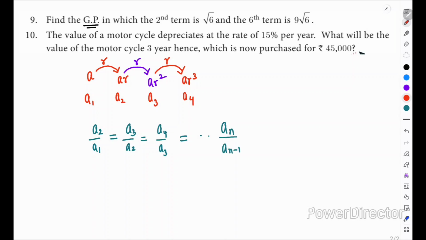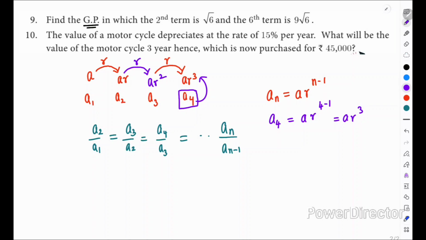Now in general, how do I write a GP? AN is nothing but A into R power n minus 1. If you clearly observe, this is the fourth term, and here 4 is there, but here 3 is there, correct? Therefore it is AR power n minus 1. If I write A4, I get AR power 4 minus 1, which is nothing but AR cube. So this is our basic, and now we have covered the basic.